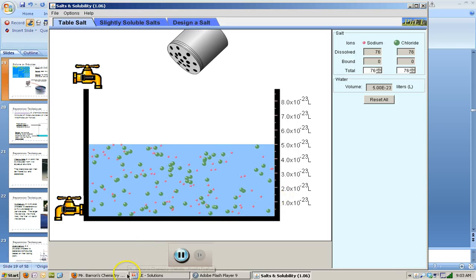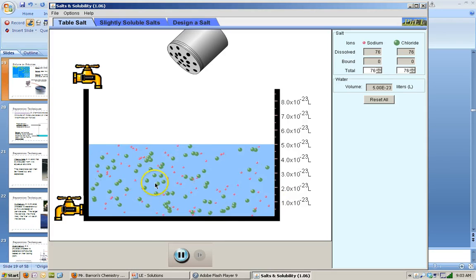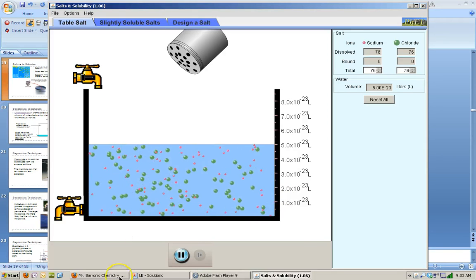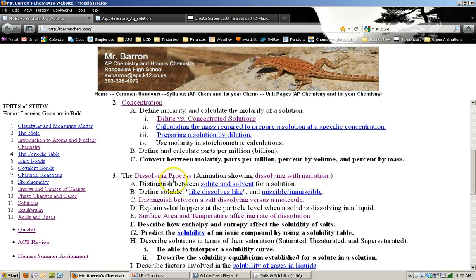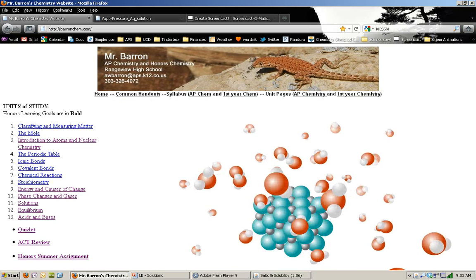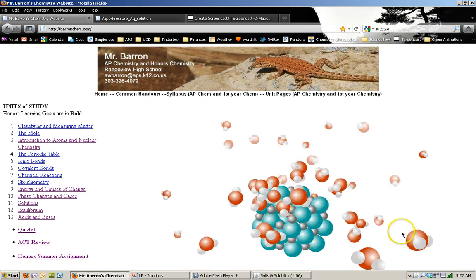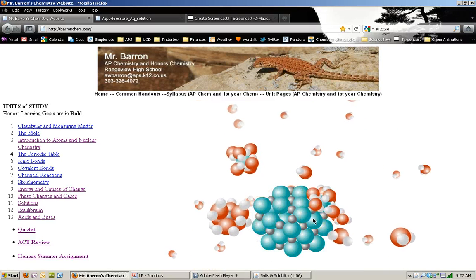D-I-S-S-O-C-I-A-T-I-O-N, dissociation. So what we're going to do is we're going to zoom in and look more carefully at what's happening when these salt particles dissociate. I'm going to go to one of these links. I'm going to click on the dissolving process, not the one with the narration, although you should probably click on that later. And let's take a look at how the water molecules are literally pulling the salt apart.